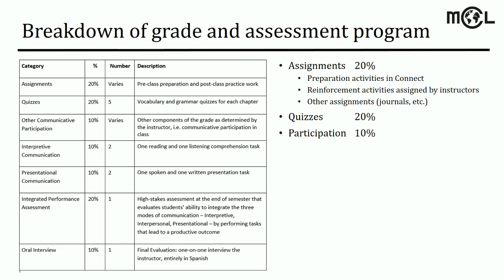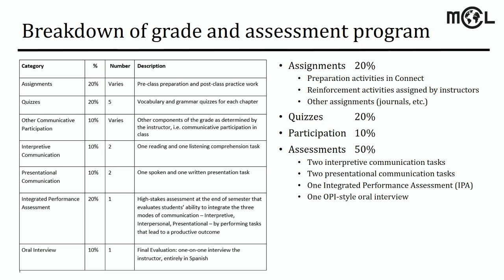And then the next 4 rows on our chart are the assessments, the assessment program. And it is high stakes, as you can see, right? They can do all their assignments, have great participation, and ace all the quizzes, and they're sitting at 50%. The other 50% comes from the assessments. And these are performance assessments, except for the last one. So there are 2 interpretive communication tasks, 2 presentational communication tasks, and 1 integrated performance assessment. And these are plotted out on the course calendar, which you will have received. And then finally, at the end of the semester, worth 10%, is that OPI-style oral interview, which you will conduct with your students at the end of the semester.